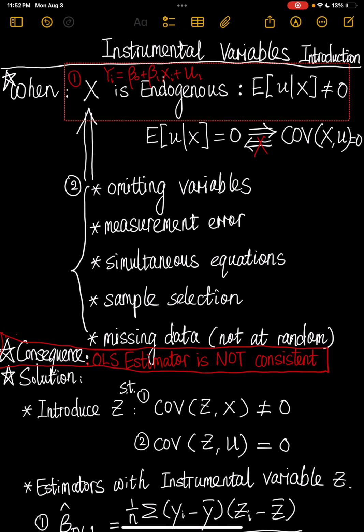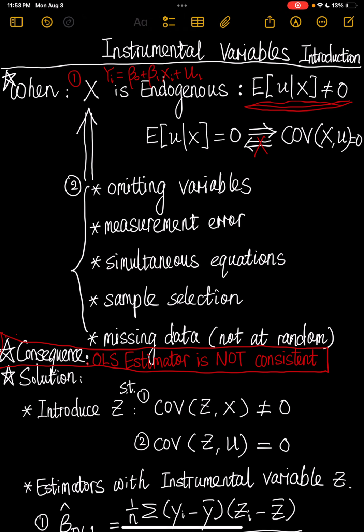So today we would like to talk about why and when we introduce the instrumental variables. This happens when your independent variable x is endogenous. For that, it means that the conditional expectation of your error term, conditioning on your independent variable, is actually not zero.